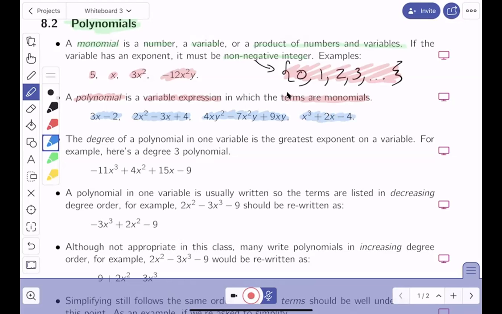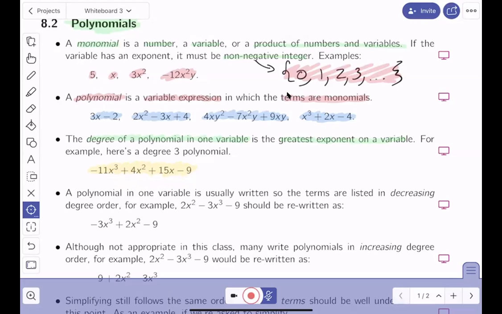All right, let's read this. It says the degree of a polynomial in one variable is the greatest exponent on the variable. Let's look at examples. This is an example right over here. I want to go through with you one step at a time. This has 1, 2, 3, 4 terms in it. The terms are as follows: minus 11x cubed, which is a monomial, 4x squared, which is a monomial, 15x, which is a monomial, and minus 9, which is a monomial.